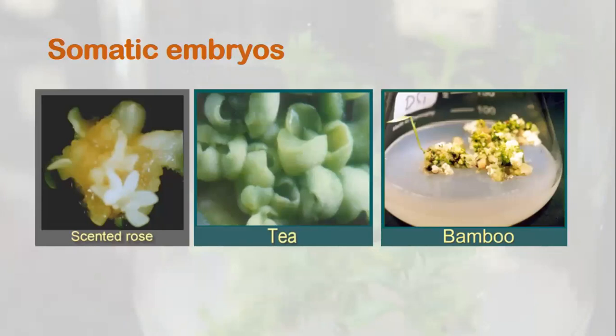I told you the multiplication can also be achieved through somatic embryogenesis. So these are the embryos of rose, derived from embryos only. These are the embryos of tea, again derived from embryos, and these are the embryos of bamboo, which are not derived from embryos. These are derived from the basic callus cultures, indirect. This is indirect, this is direct. So that is how we can multiply.